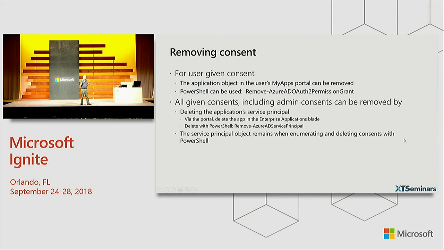That is a user doing it by going into My Apps, because that's the user's portal. If you as an administrator want to blow away consents for a user, you can use Remove-AzureADOAuth2PermissionGrant. If you want to blow away absolutely everything, the quickest possible way is to kill the service principal. All consents have gone, but equally all users you've assigned to that app have gone as well. Not the users, obviously, but the assignment to the application. The other way is to enumerate through and remove with PowerShell as well.